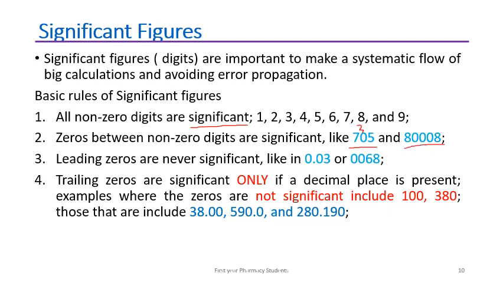And another example, 80,008. We have 3 zeros between two non-zero digits, so these zeros are significant. So in this number we have 5 significant figures.